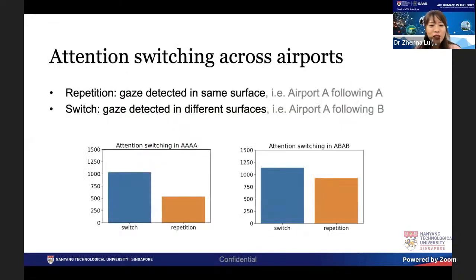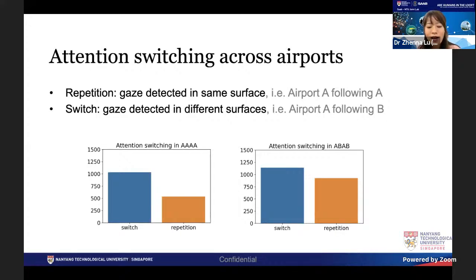And this is the attention switching result. When the first gaze enters surface 1 and the next gaze enters surface B, it was defined as a switch. When the first gaze enters airport 1 and the next gaze enters the same airport, it was defined as a repetition. Even though across the AAA and ABAB we do see a different pattern, the pattern is a bit different from what I expected.